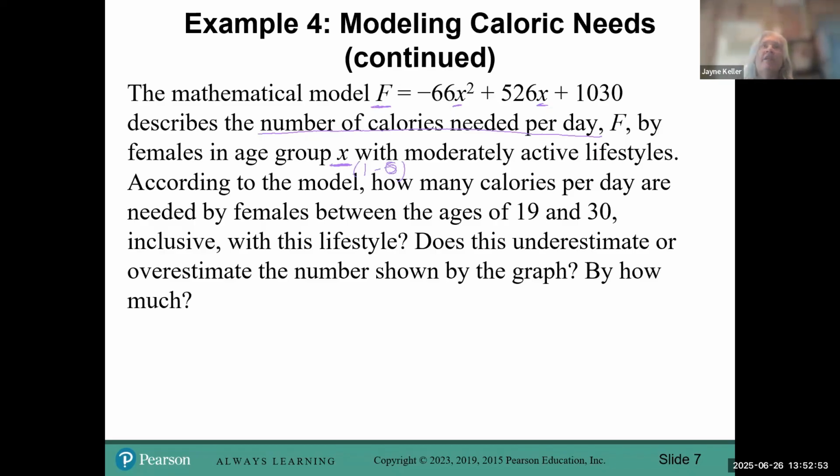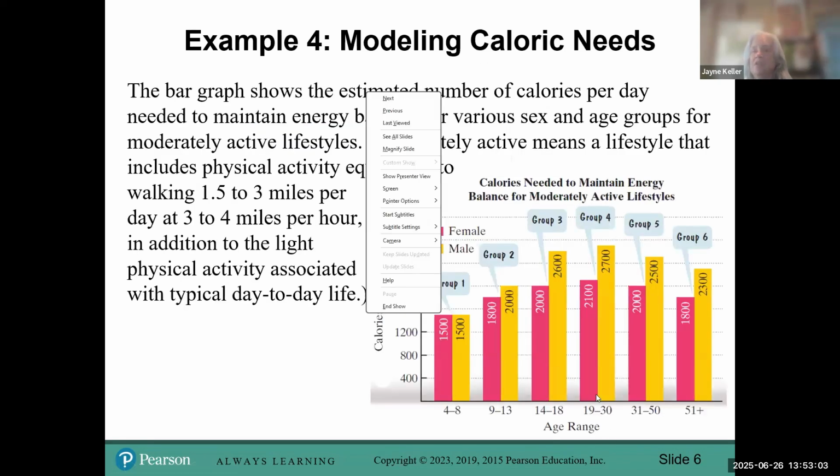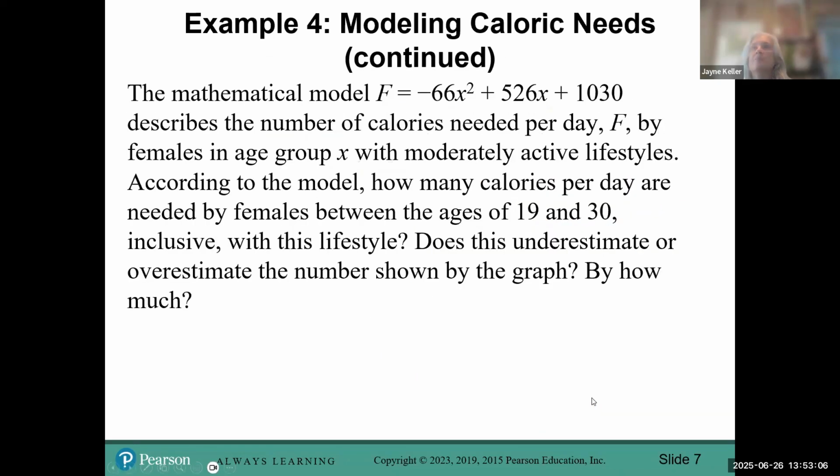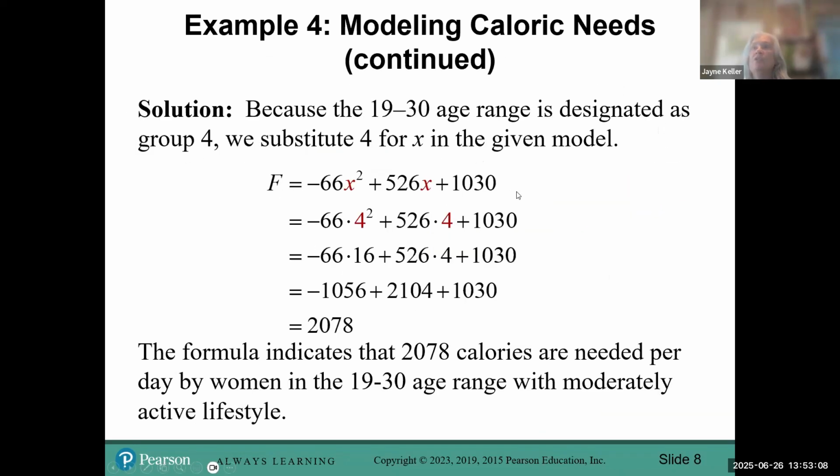So we can take a look at a value for the 19 to 30-year-old group. And the way that we would do that is we would go back here and say, which group was that? 19 to 30 is group 4. So I'm going to take that equation here, and everywhere I see an x, I'm going to replace the x with a 4. So negative 66 times 4 squared plus 526 times 4 plus 1030. That's step 1. Step 2, I'm going to go ahead and do this exponent. So 4 squared is 16.